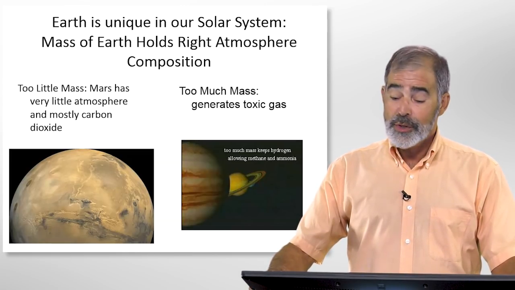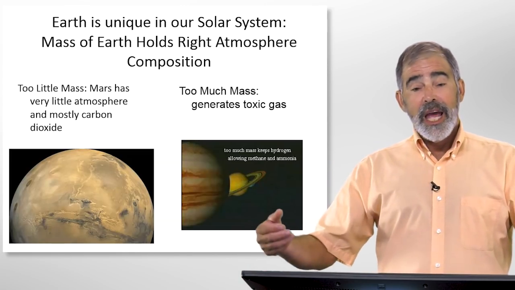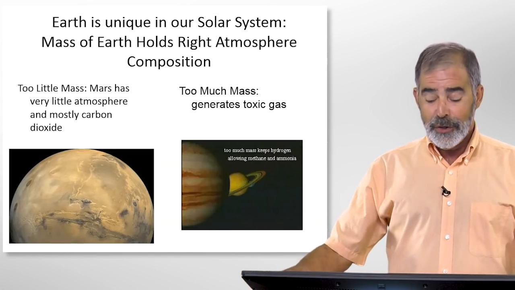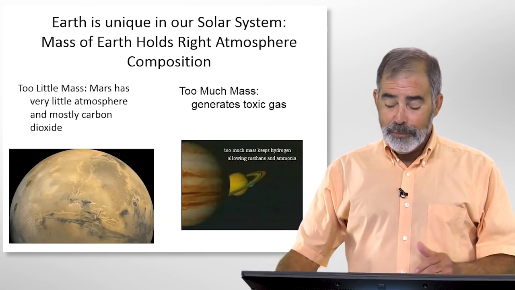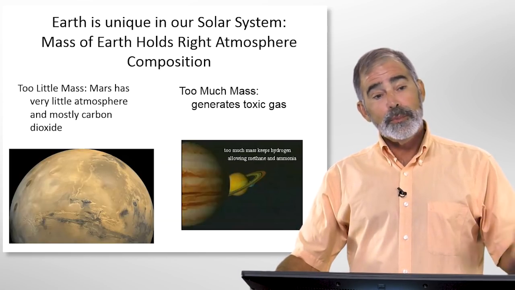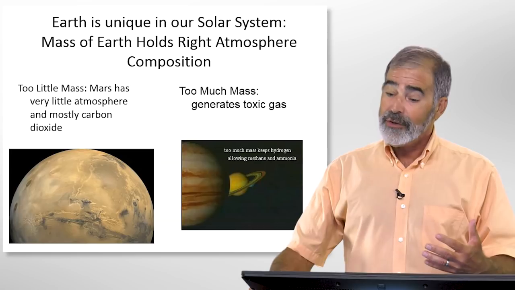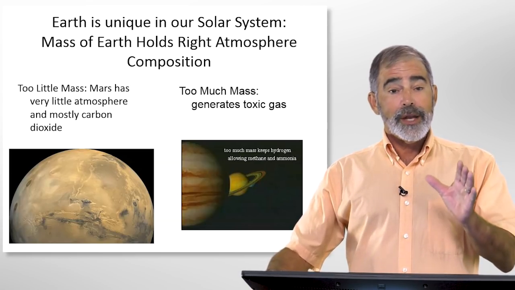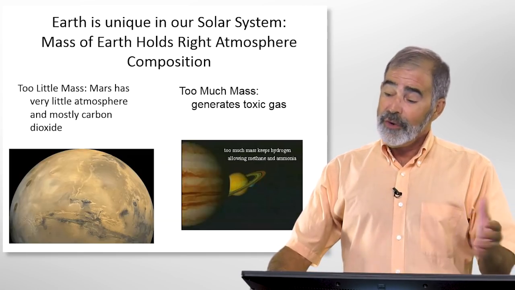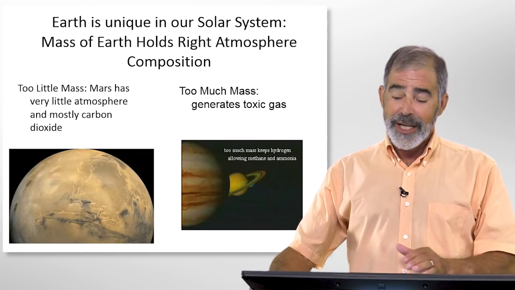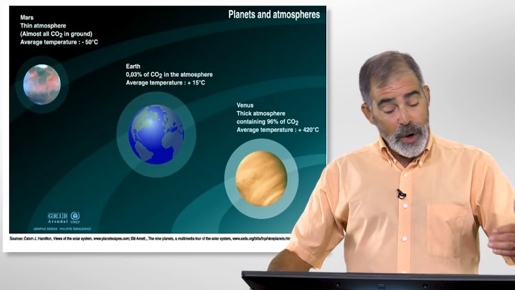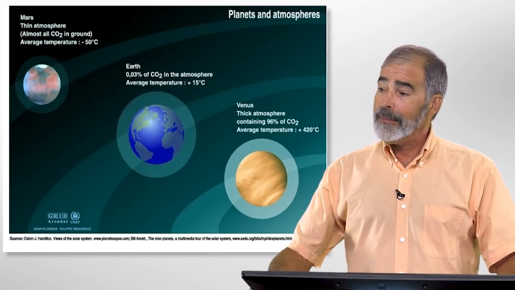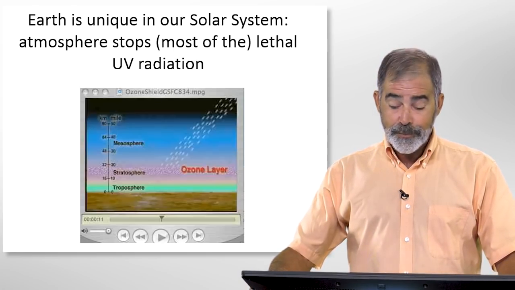Another reason why Earth is unique in the solar system is that the mass of the planet holds just the right atmospheric composition. An example of a planet with too much mass would be Jupiter or Saturn, in which you're holding hydrogen, and that gives you methane and ammonia. Mars would be an example of a planet with too little mass because it has very little atmosphere. We're just right. So Mars is too thin, Earth is just right, and Venus would be an example of an atmosphere where it's just too thick.